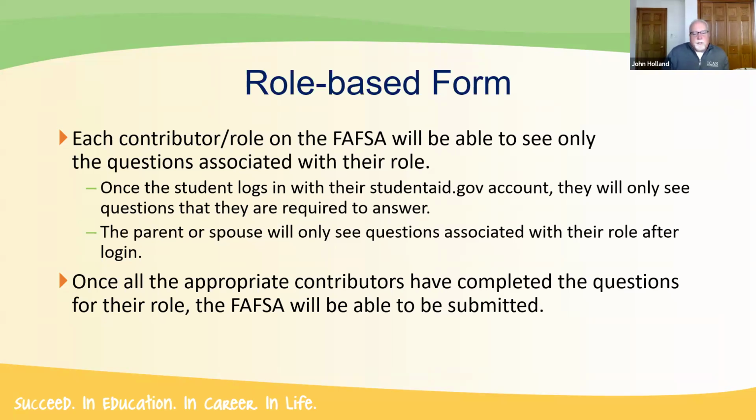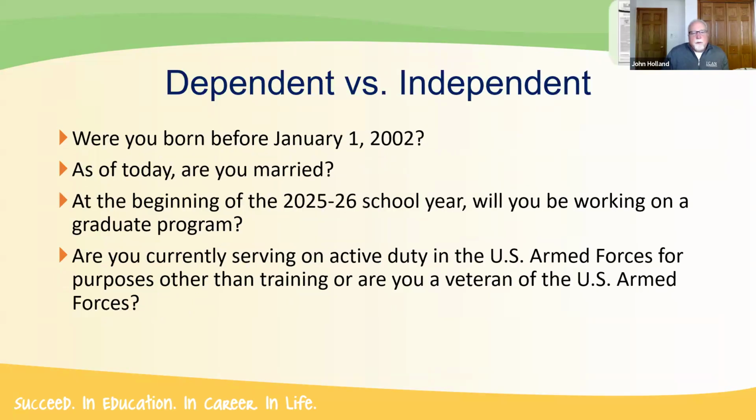Now, the application asks several questions of the student to determine if a parent's information is used on the rest of the application. And these are what we call the dependency questions, and we have those summarized on that sheet that I mentioned earlier. But remember, they're asking these questions of the student. And this is for a student filling out the 25-26 financial aid application.